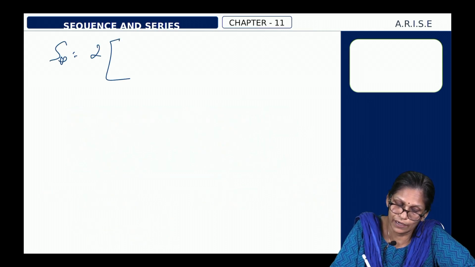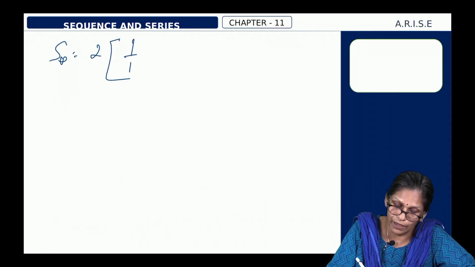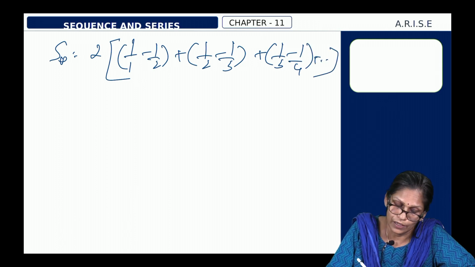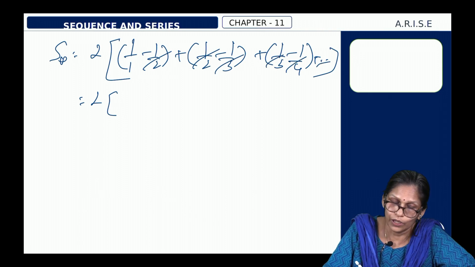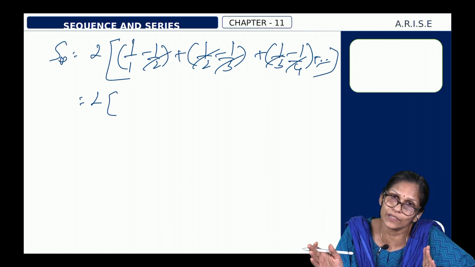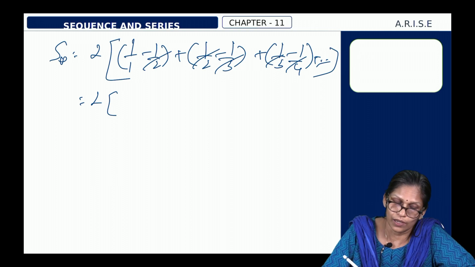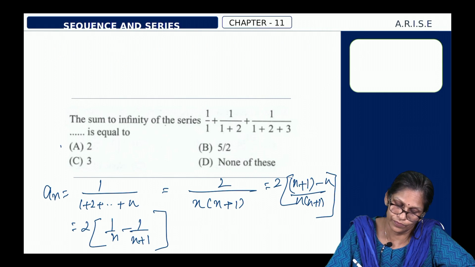The 2 will remain outside. This is 1 by 1 minus 1 by 2, next is 1 by 2 minus 1 by 3, 1 by 3 minus 1 by 4 and so on. So, this is 2 into, these terms cancel. So, the only significant term, because as n tends to infinity the remaining terms tend to 0. So, what is your answer? 2 into 1, 2 is your option.